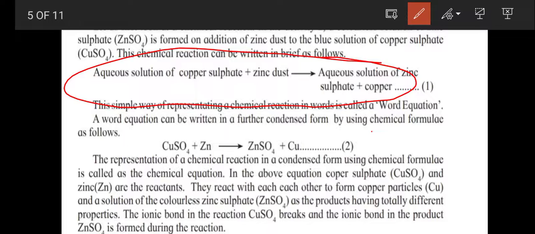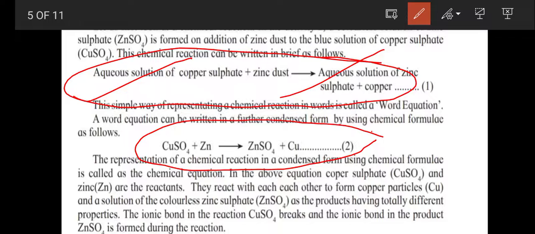Means what? Here, in word format they give the reactants and the products, and in chemical formula that same reaction will be written as CuSO4, that is the aqueous solution of copper sulfate, then Zn, that is zinc dust, then ZnSO4 and Cu.